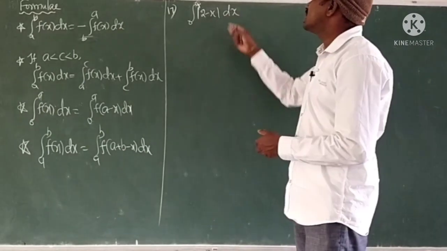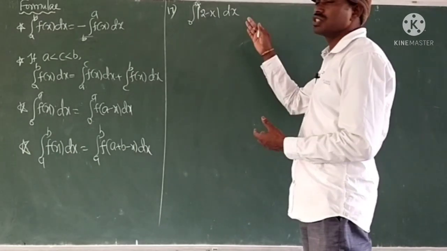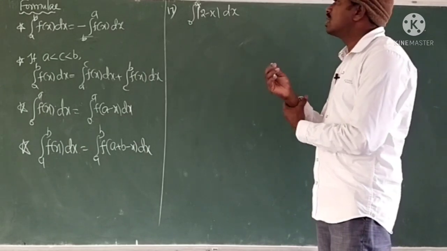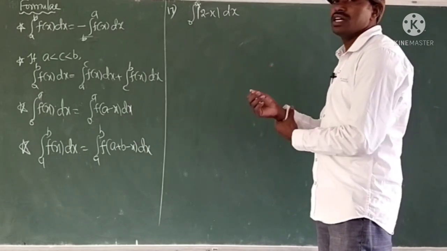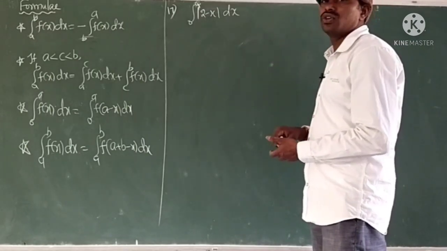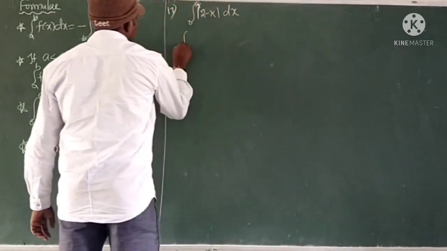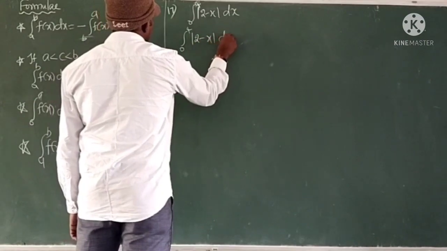First, let us see this 17th important question. The same type of question is in the 18th also. You can try it if you understand this, but this is very important for a 2 marks question. So what is the question? Integration 0 to 4 modulus of 2 minus x dx.